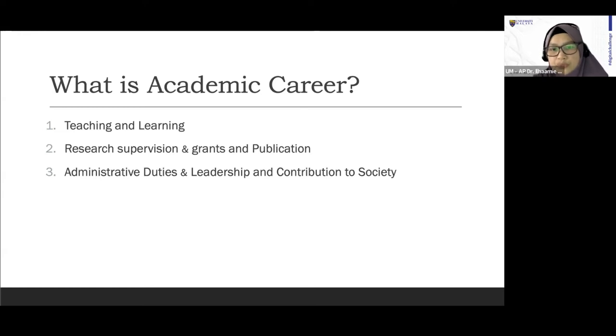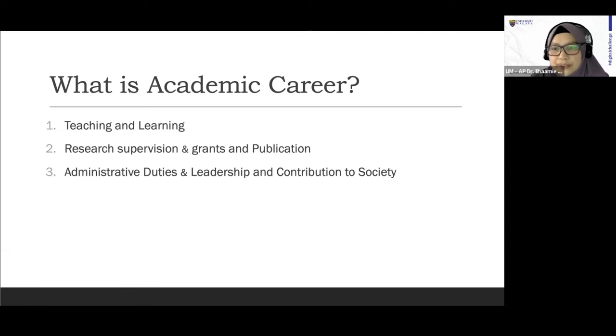You also need to supervise your postgraduate students, either at master level or PhD level, and ensure that they have completed their viva and seminar thesis. You also have to supervise your undergraduate project paper. On top of that, you need to publish, and make sure your postgraduate students publish, and at the same time you also need to publish. That's why we come to the term publish or perish. That's also our main responsibility as a university lecturer, or kerja hakiki.